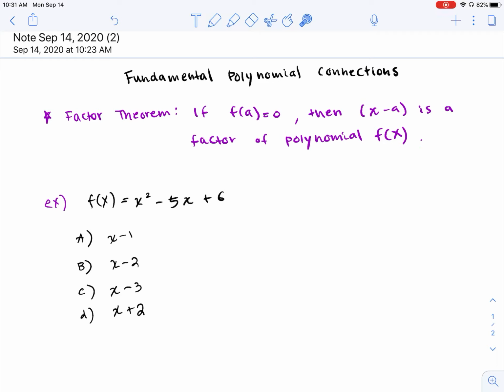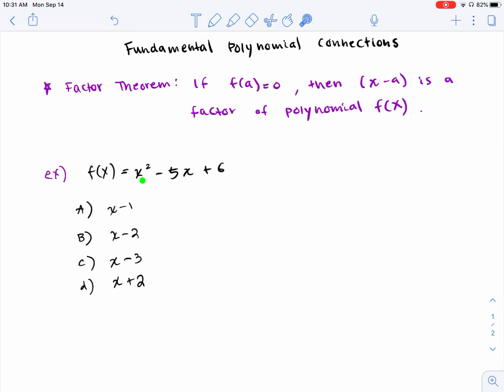polynomial f of x. I know having the theorem written out like this doesn't really make sense until it's applied to an actual example or a question. So here's an example just to help us understand the factor theorem. We have f of x is equal to x squared minus 5x plus 6. Based on the skills that you got from Algebra 2, you can actually factor this without using the factor theorem. However, just for the sake of this example, we are going to use this polynomial to try to grasp an understanding of the factor theorem.